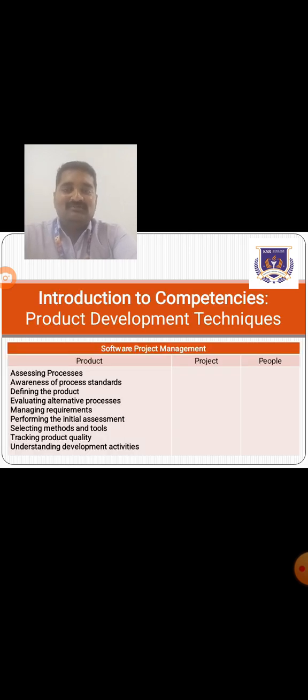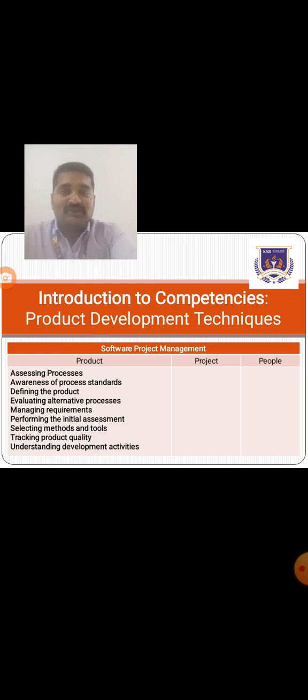Then coming to the competencies, there are three main things to be considered: product, project, and people. Product represents assessing the processes, which process we are going to deal with. Awareness of process standards: what are all the rules and regulations available for the processes which we choose. Defining the product, that is what product we are going to develop. Evaluating alternative processes, in case of failures or mismatching, what alternative processes we are going to use. Managing the requirements, performing the initial assessment works. Then selecting what methods and tools we are going to use.